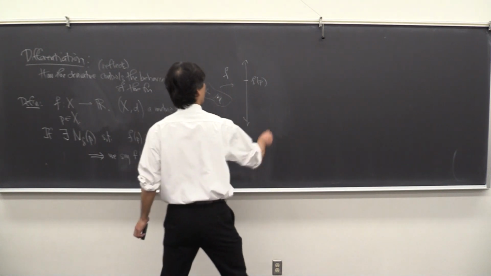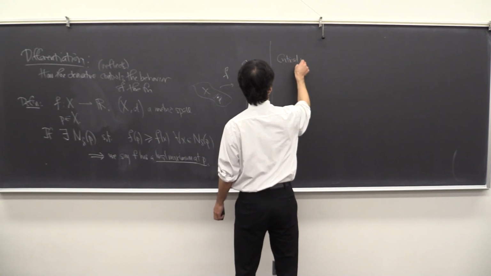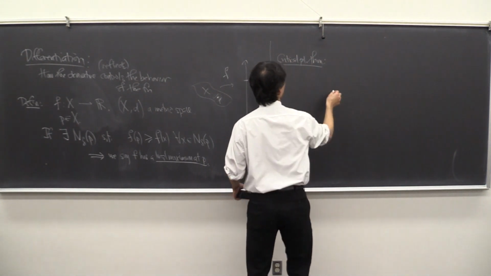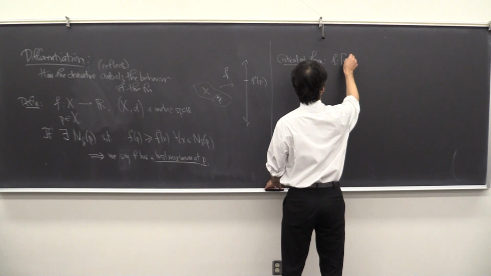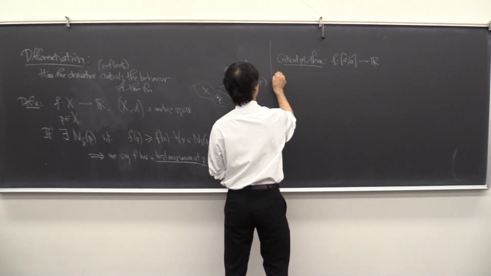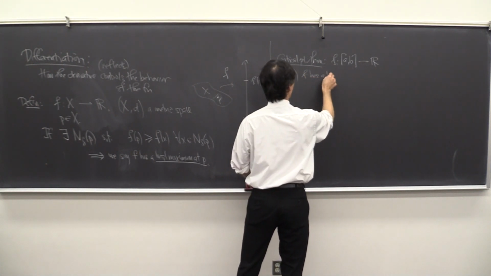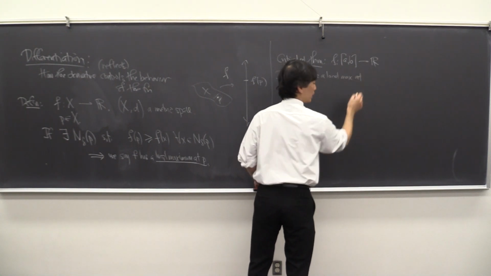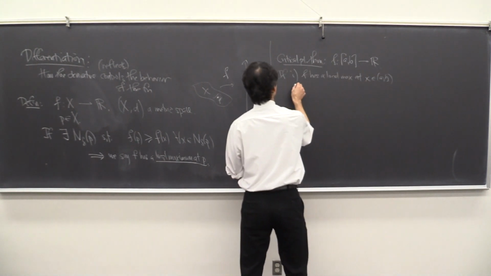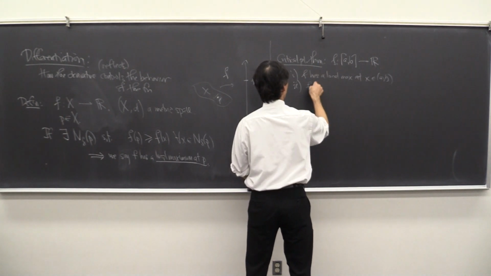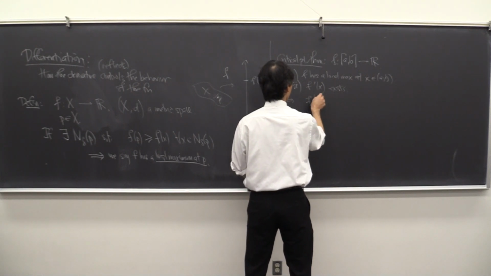Okay. As usual, the first thing we're going to do is the critical point theorem, which says that if you have some function like this, and if 1, f has a local max at some point x in (a, b), and 2, f is differentiable there, then it must be that the derivative is 0.